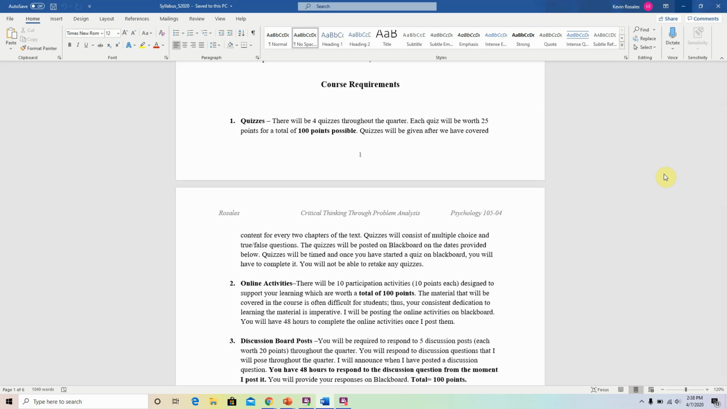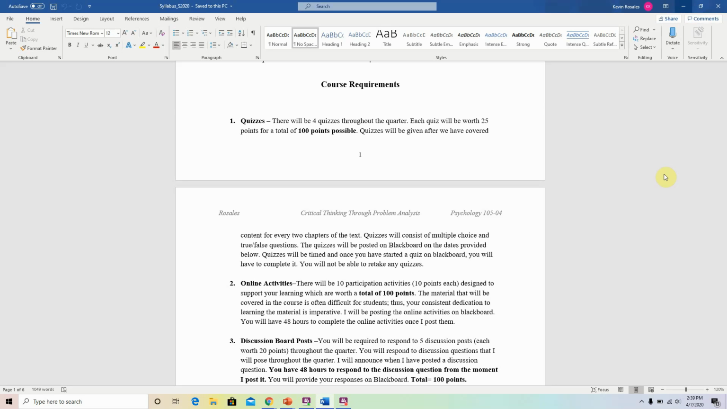The first one is the quizzes that we'll be doing. There will be a total of four quizzes, each worth 25 points. Quizzes will be in a multiple choice slash true or false format. We will have a quiz after we have covered two chapters. So, for example, after chapters one and two, we'll have the first quiz. After chapters three and four, we'll have the second quiz. After chapters five and six, we'll have the third quiz, and so on and so forth.